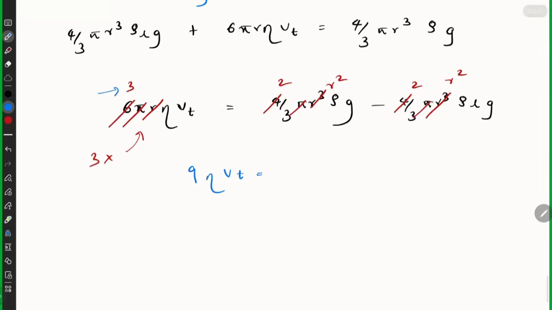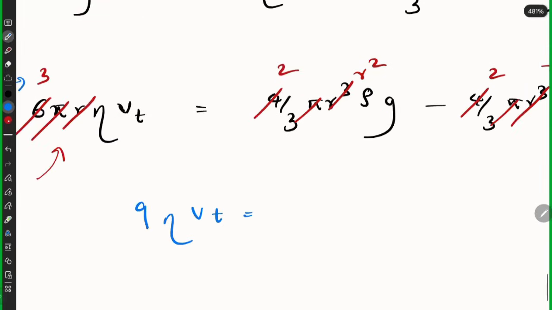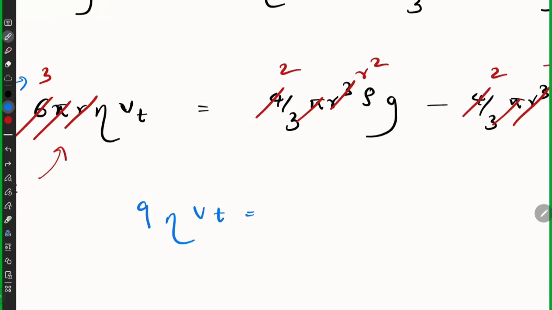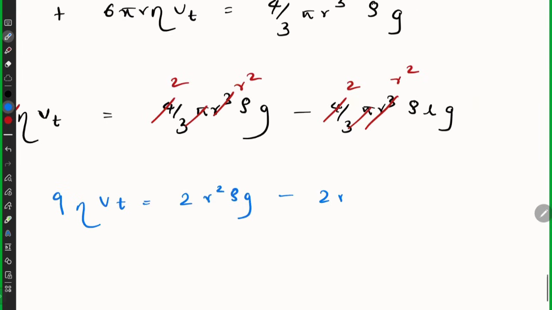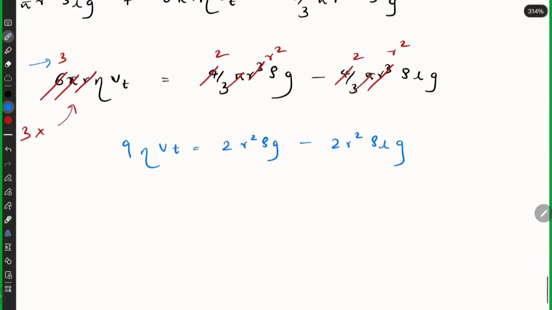But the problem is when you multiply by 3, you don't have to take it that way. When you multiply this term by 3, what happens? This 3 and this 3 cancels off, right? So you don't have to think about the 6 there. Then what do you get? 2 r squared rho g minus 2 r squared rho liquid g. Right? Now we can simplify this furthermore. You can divide by 9 eta, right? Divide the entire equation by 9 eta.